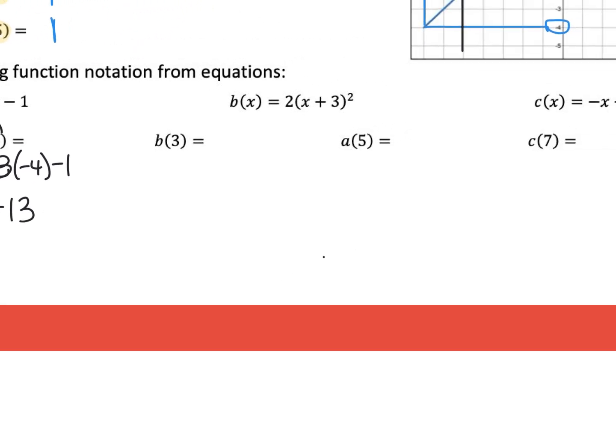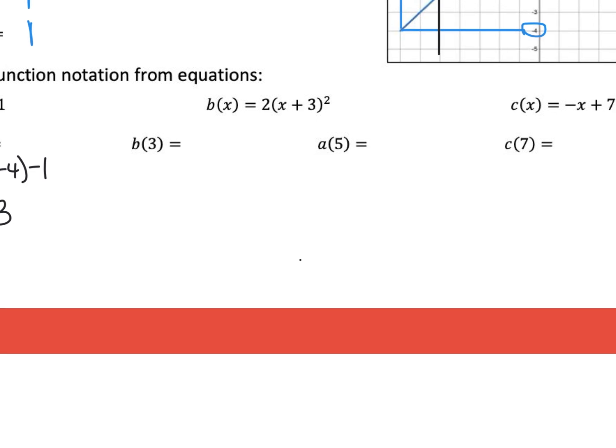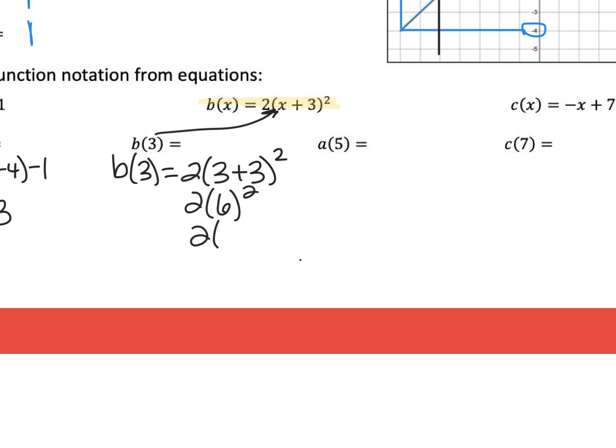This next one says b of 3. So now I'm coming to my b equation right here, and I'm going to plug 3 in for my x. So 2 times the quantity 3 plus 3, squared. When I put that into my calculator, or we could do it by hand if we wanted, 6 squared is 36, so b of 3 is 72.